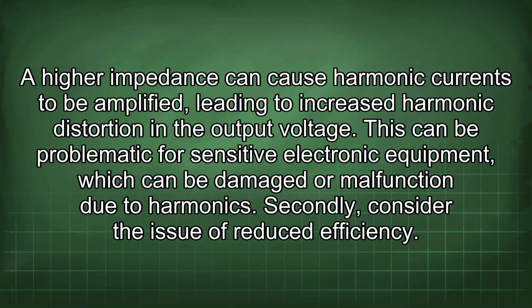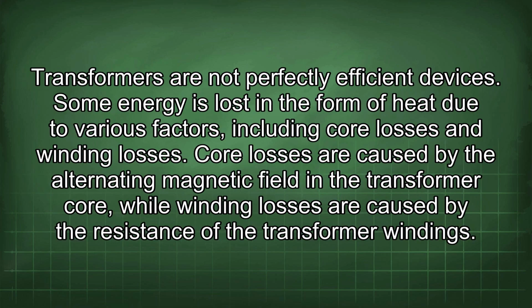Secondly, consider the issue of reduced efficiency. Transformers are not perfectly efficient devices. Some energy is lost in the form of heat due to various factors, including core losses and winding losses. Core losses are caused by the alternating magnetic field in the transformer core, while winding losses are caused by the resistance of the transformer windings.